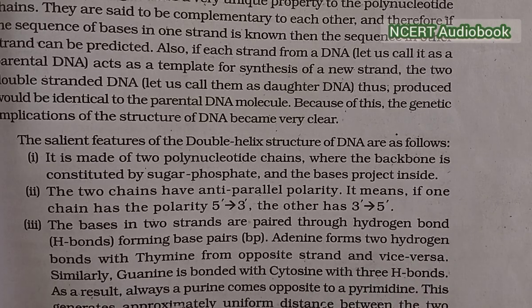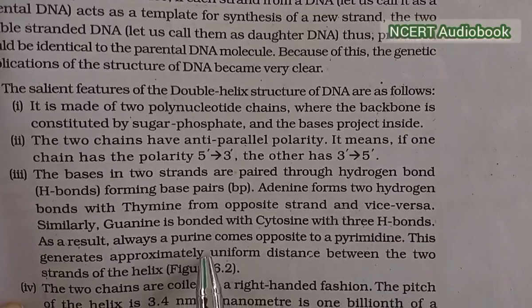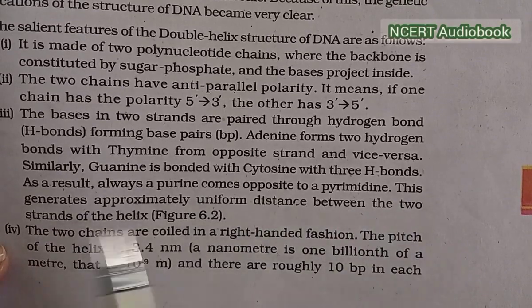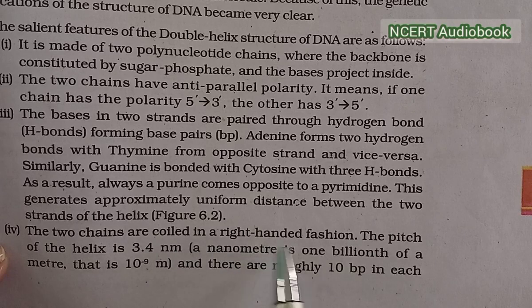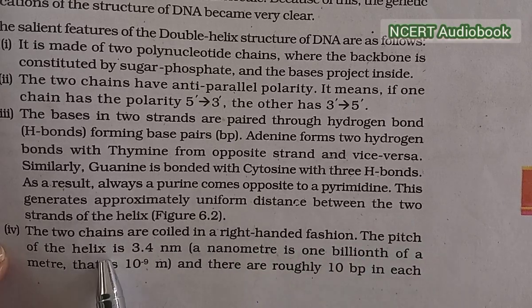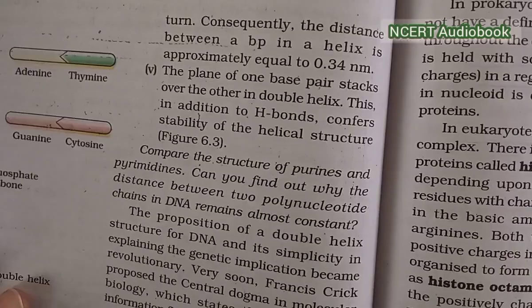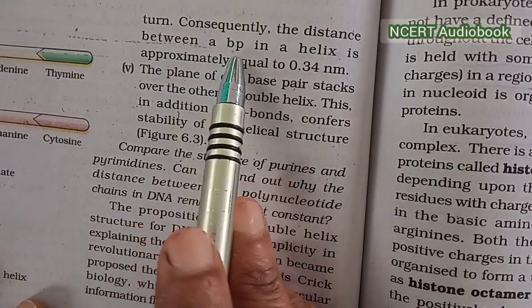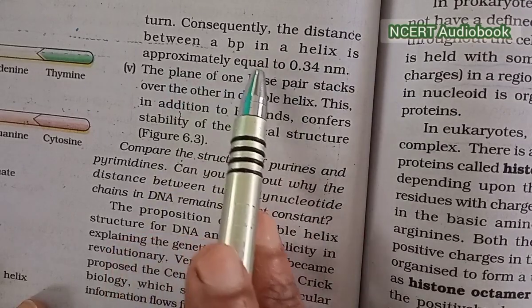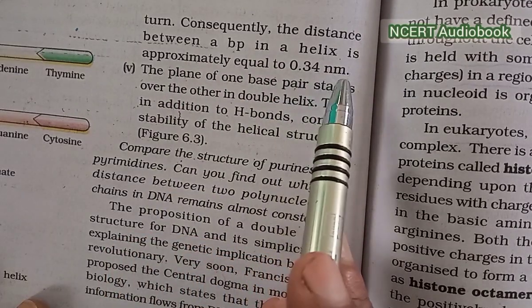As a result, always a purine comes opposite to a pyrimidine. This generates the approximately uniform distance between the two strands of the helix. The two chains are coiled in a right-handed fashion and the pitch of the helix is 3.4 nanometer, and there are roughly 10 base pairs in each turn. Consequently, the distance between the base pairs in the helix is approximately equal to 0.34 nanometer.